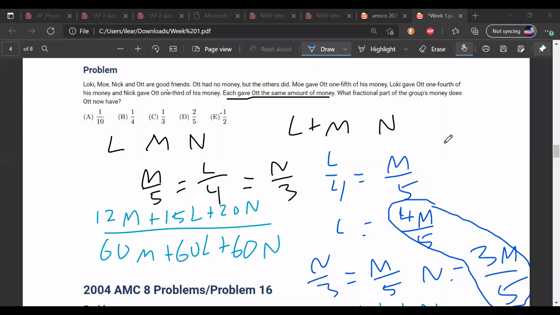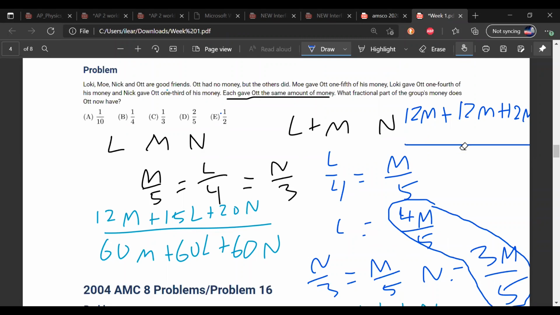So this is equal to 12m plus 15 times 4 over 5, which is also equal to 12m plus 20 times 3 over 5, which would also give us 12m. This shouldn't come as a surprise. After all, they gave the same amount of money.